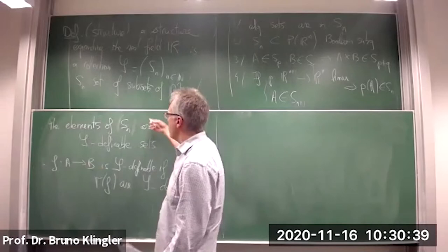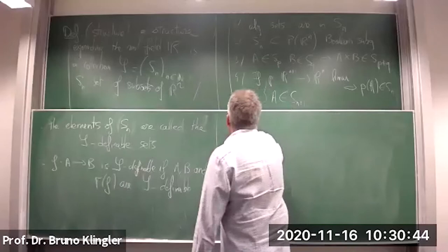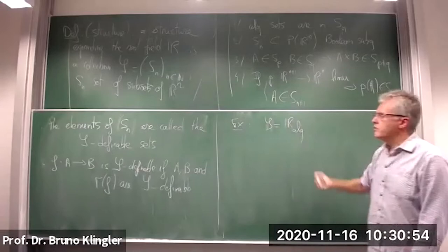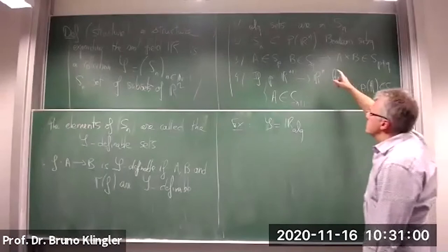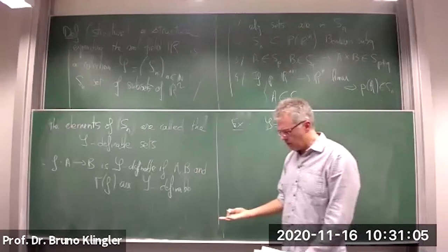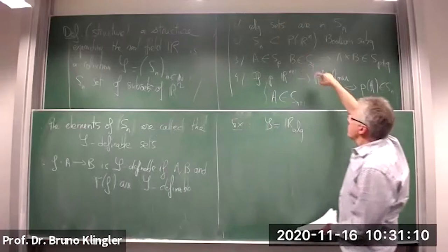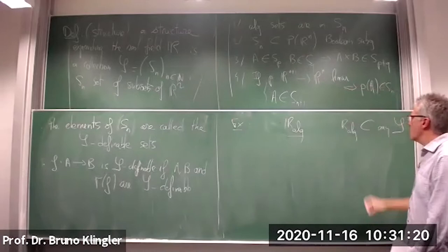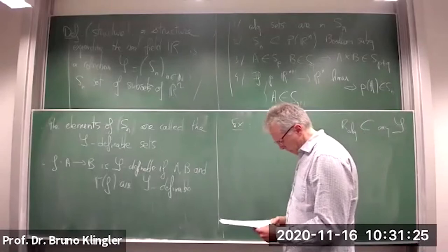A typical example of a structure is R_alg, where the definable sets are exactly the semi-algebraic sets. You see that algebraic sets do not form a structure because of the fourth axiom: if you project an algebraic set, you do not get something algebraic, but semi-algebraic. Because of axioms 1 and 4, any structure expanding R contains R_alg. So in some sense, this is the minimal one. Okay, example 2.